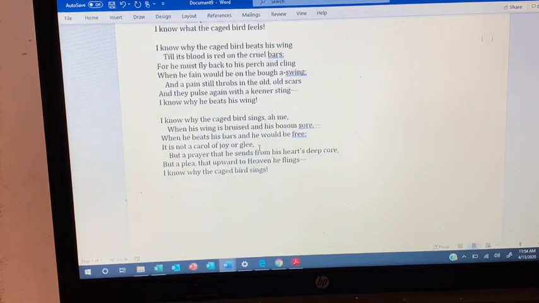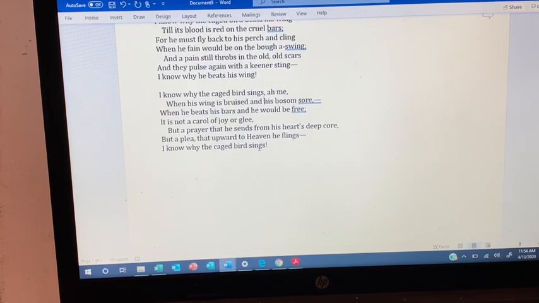So, last stanza. I know why the caged bird sings, ah me, when his wing is bruised and his bosom sore, when he beats his bars and he would be free. It's not a carol of joy or glee, but a prayer that he sends from his heart's deep core. But a plea that upward to heaven he flings, I know why the caged bird sings.